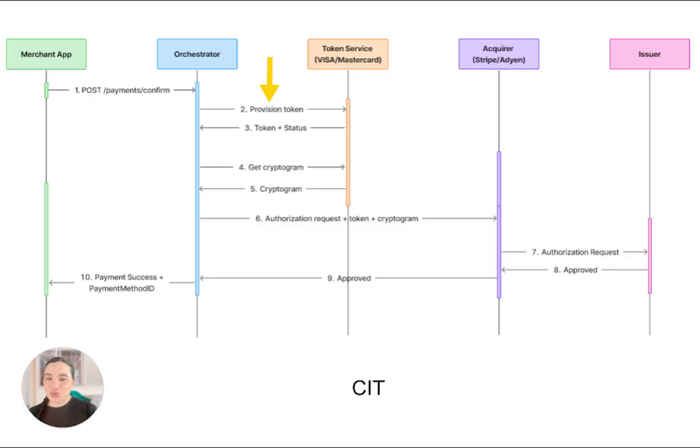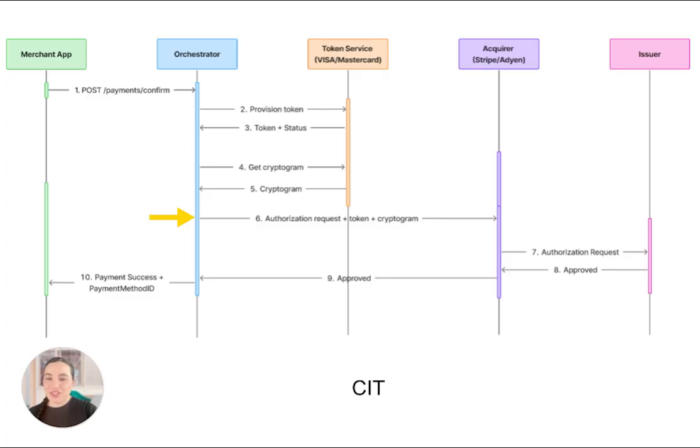In step 2, the orchestrator provisions the token. It asks the network's token service, Visa Token Service or Mastercard MDES, to issue a network token for this card. For step 3, the token service returns the token and its status. In step 4, there's a separate request that gets a cryptogram. Step 5 is where the token service returns it. Provisioning the token and generating the cryptogram are distinct operations, so keep them separate.